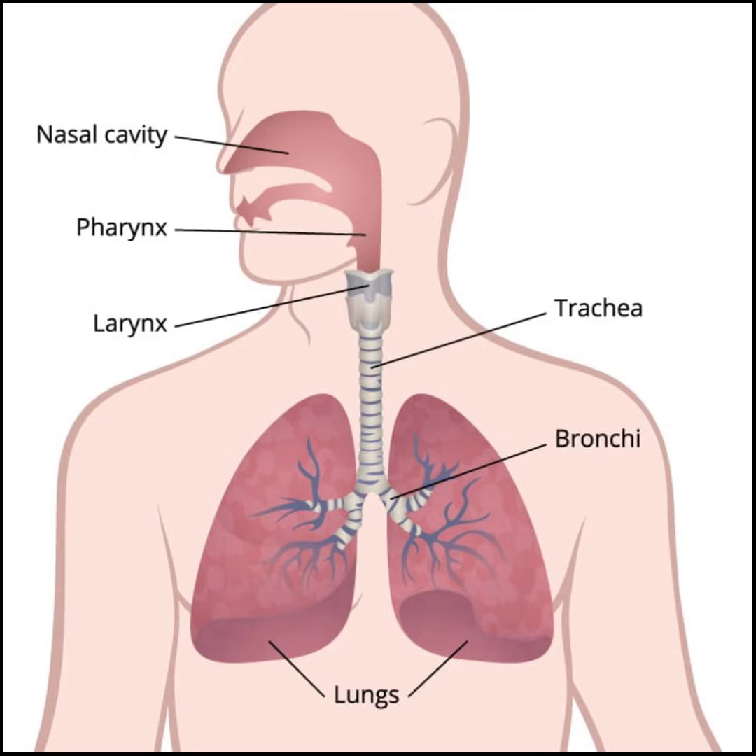Exhalation. When you breathe out, the diaphragm relaxes and moves upward, decreasing the lung volume. This increases the air pressure in the lungs, forcing the air, now rich in carbon dioxide, out of the lungs and back through the respiratory tract to be expelled from the body.